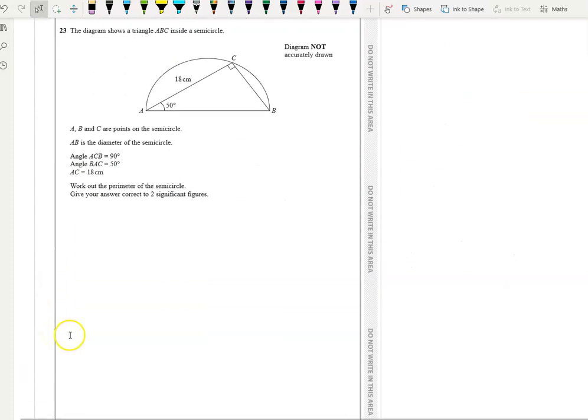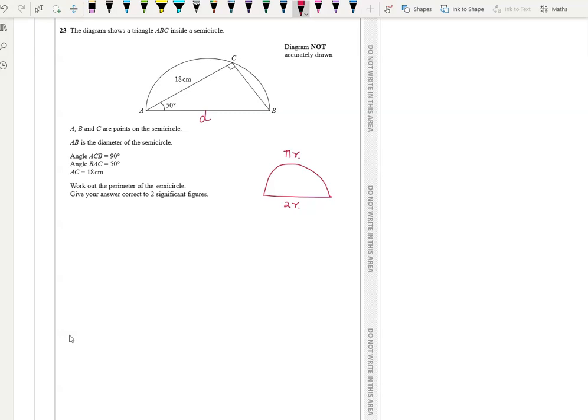Question 23. The diagram shows a triangle ABC inscribed in a semicircle. AC is 18, angle CAB is 50 and angle C is 90. AB is the diameter. Okay, work out the perimeter of the semicircle. Now to find the perimeter of the semicircle, we need to add the diameter and half of the circumference. So the diameter is 2 times radius and half of the circumference will be pi r. So we need to know the value of r.